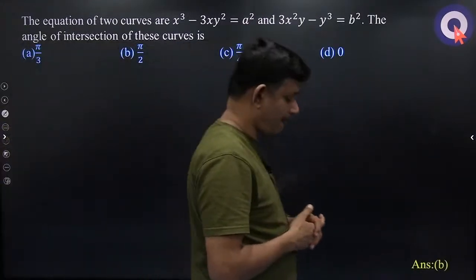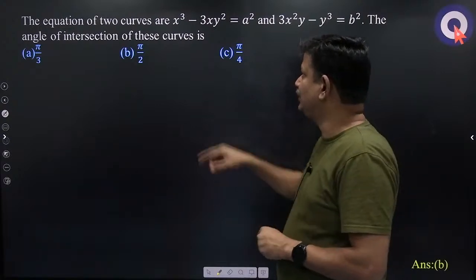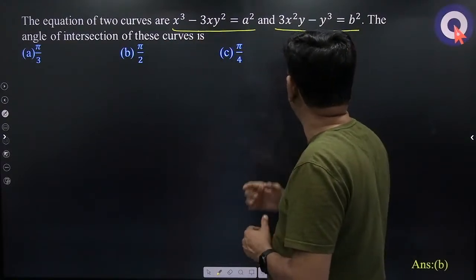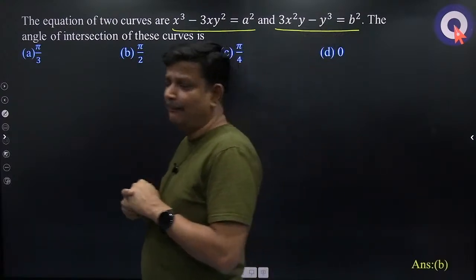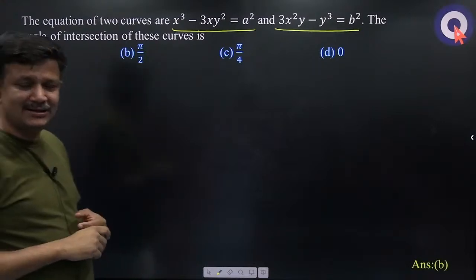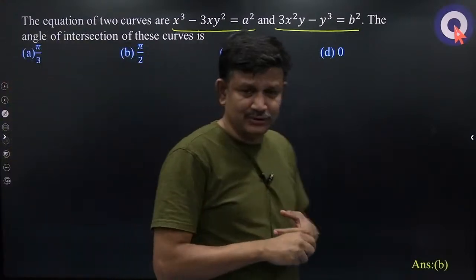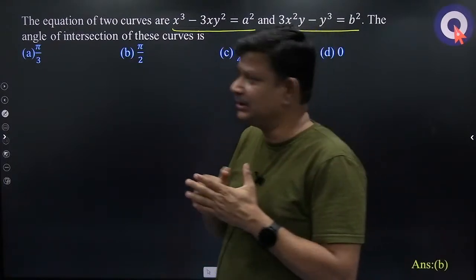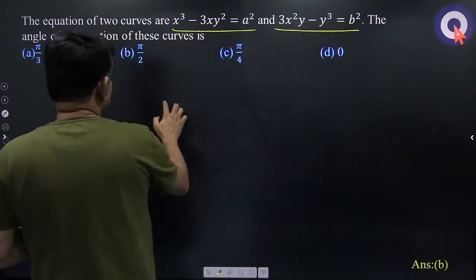Next, two curves are given. x cube minus 3xy square is equal to a square, and 3x square y minus y cube is equal to b square. So most of the times the challenge in such questions is only in finding the point of intersection. In the previous case it was a trigonometric equation. Let us see what it is here.